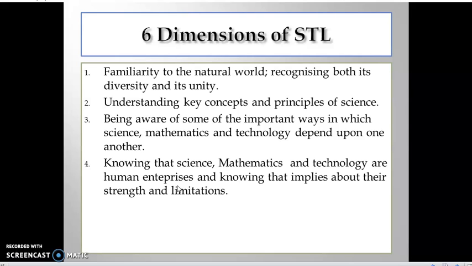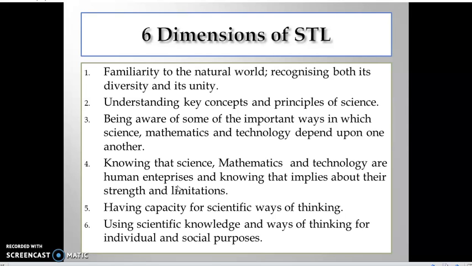Knowing that science, mathematics, and technology are human enterprises, and knowing what that implies about their strengths and limitations. So awareness about these 3 areas or fields can contribute a lot to the strengths and limitations one can be aware of. Having the capacity for scientific ways of thinking is the 5th dimension of science and technological literacy.